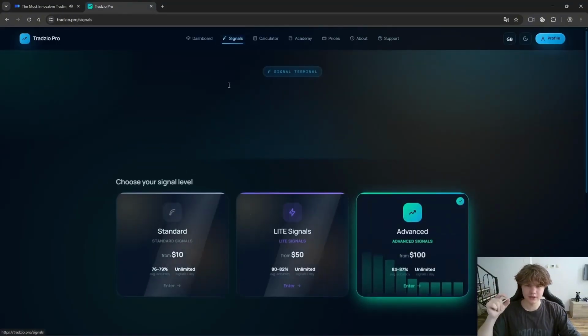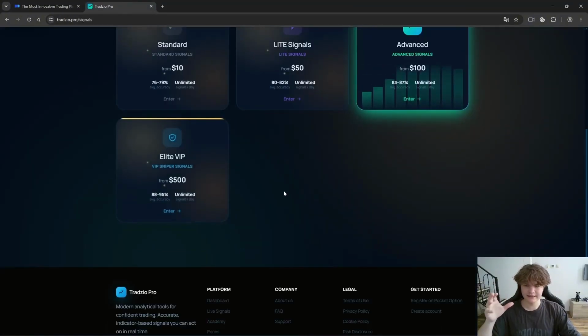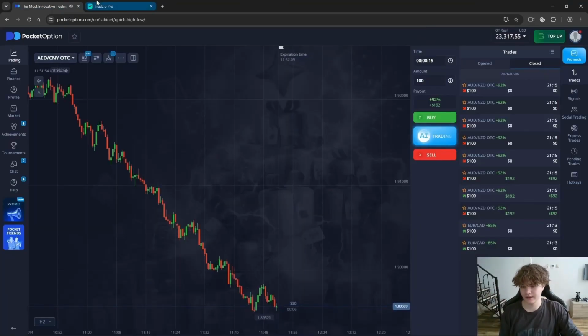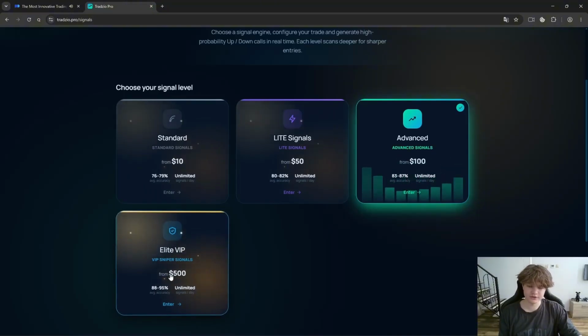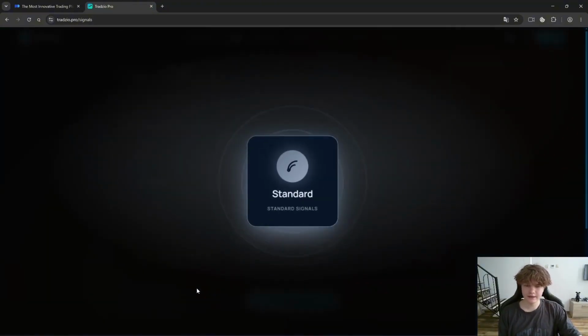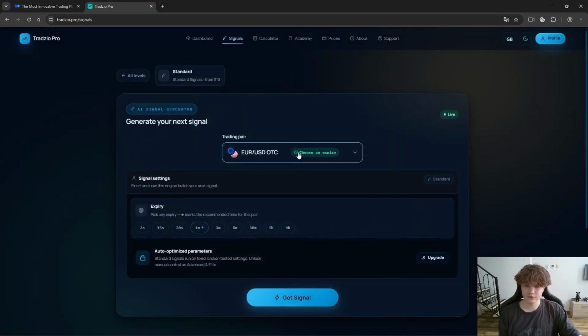We're about to start trading now. At the moment I have access to absolutely all the signals because the deposit in my account is quite large, and here the last option is $500, so I even have $500 in my account already. So now we can go ahead and click on trading. Standard signals have been added, which is actually really cool.